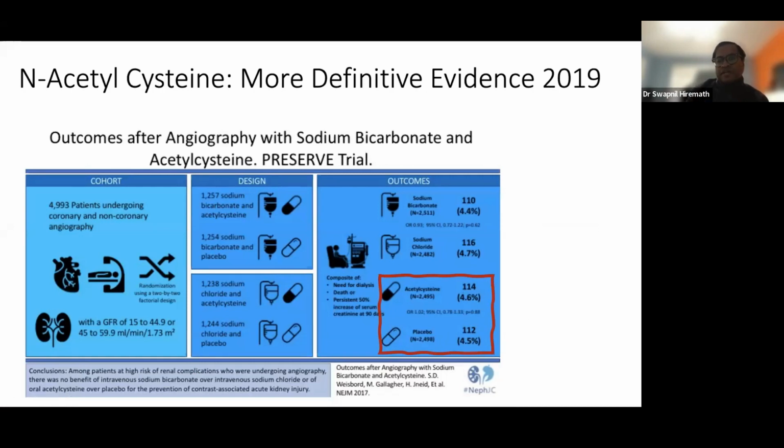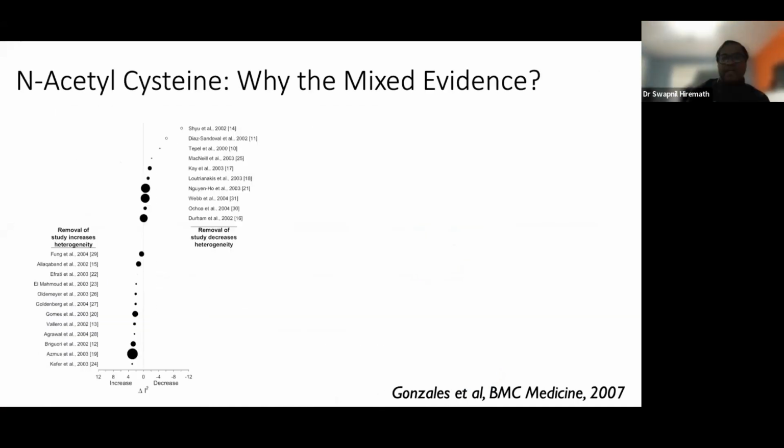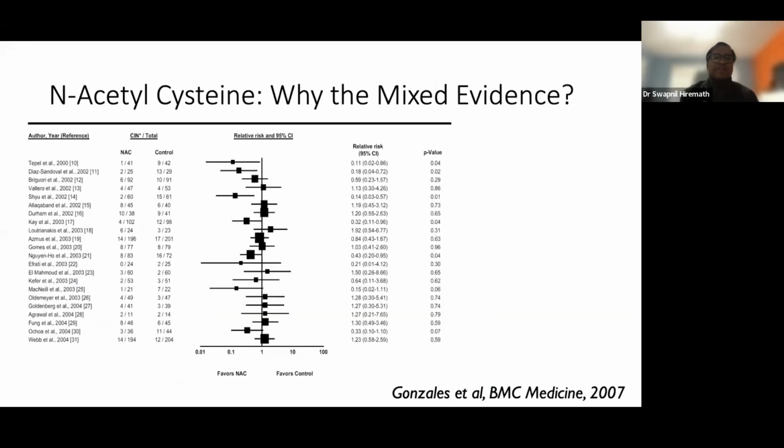But why was this a confusion? Why was it, maybe it works, maybe it does not work? Why is this mixed evidence? This is a really nice study published in BMC Medicine in 2007, way back when. What they did is they looked at all the studies, and these were the kind of studies. The study on the top in the forest plot is from TEPEL. That was the one published in the New England Journal. And then there were all these other studies. Some are positive, some are negative.